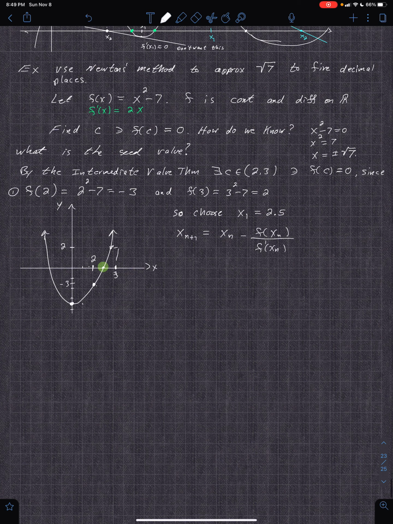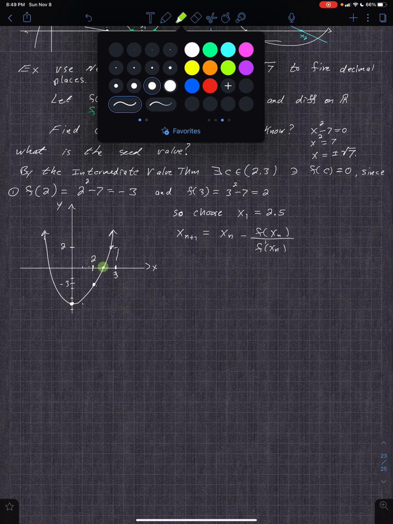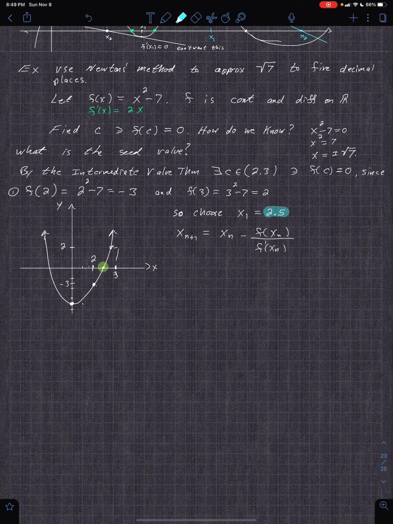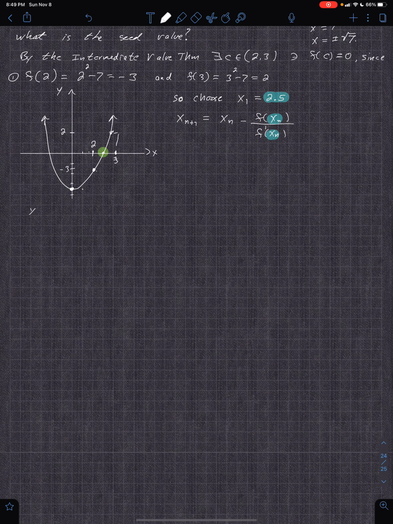So what we have then is our first value you put in is going to be the 2.5. You're going to substitute in the 2.5 right there, get your next value and plug it back in. So let's do it down here. Your x sub 2 is going to be your 2.5 minus f of 2.5 all over f prime of 2.5. So do that evaluation.